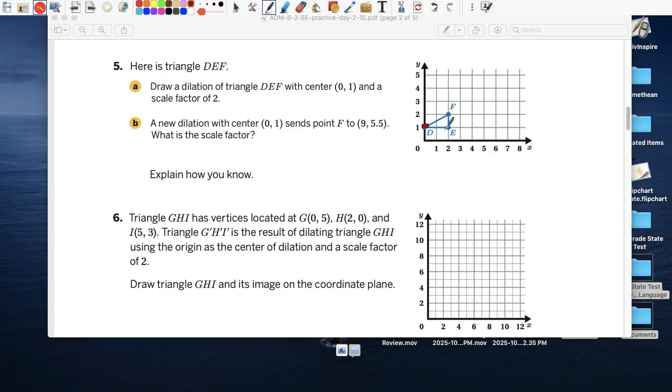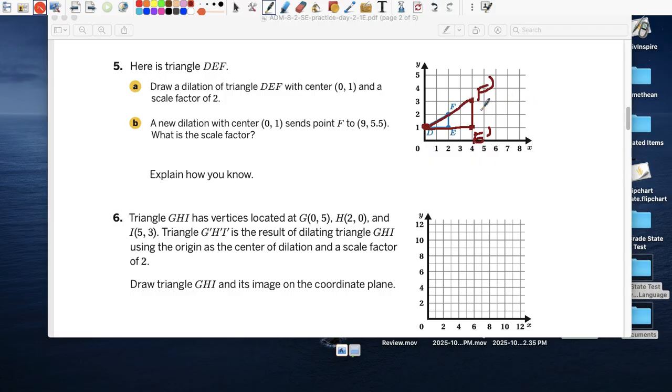you go 2 units to the right. So to walk to the new location, you would walk 4. 1, 2, 3, 4. And here is E prime. To walk to F, I would go 1 up and 2 to the right. So I would go 2 up and 4 to the right. 1, 2, 3, 4, and that would be F prime. So the new triangle, notice, similar, right?